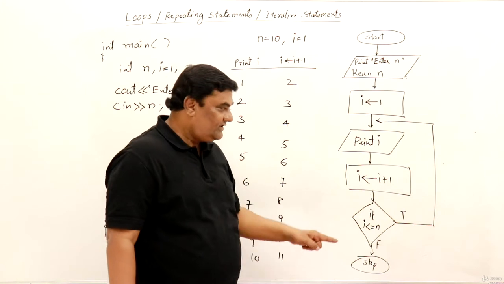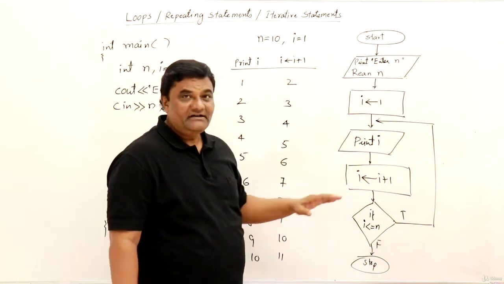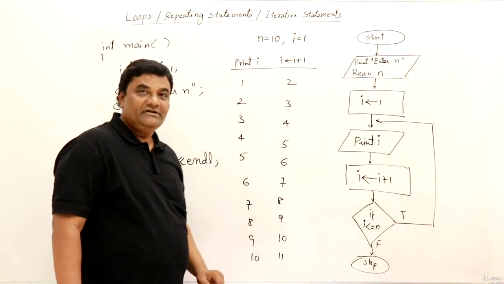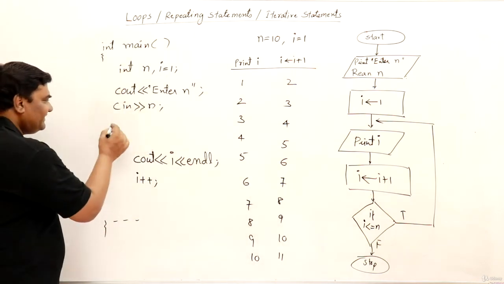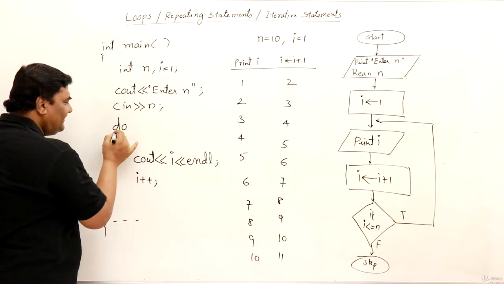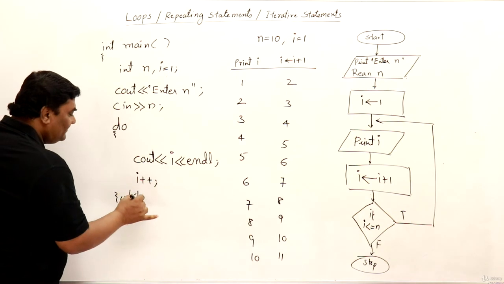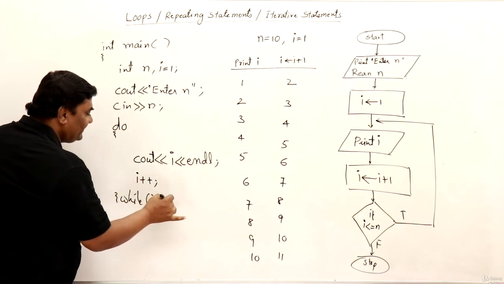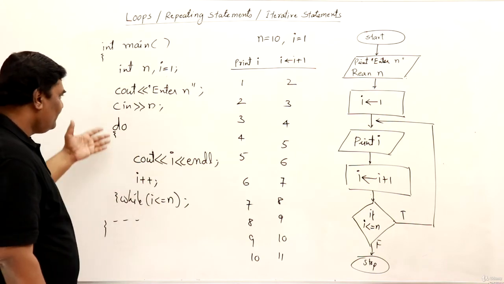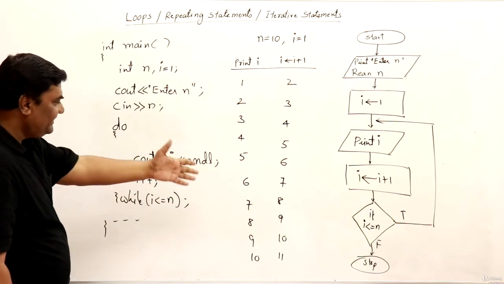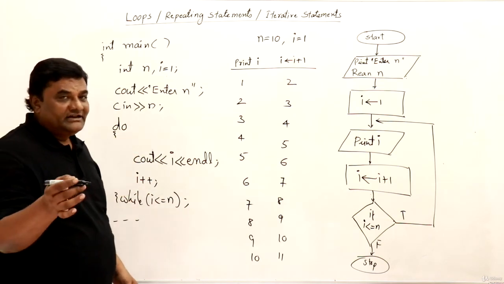So you can see now that the condition is checked afterwards. First these two statements are done, so processing is done first. We get the same result. Just instead of writing while here, I have to write do. And here I should write while i is less than or equal to n. That's all. So this is the program for printing the numbers using a do while loop. That's easy, so there is no confusion.